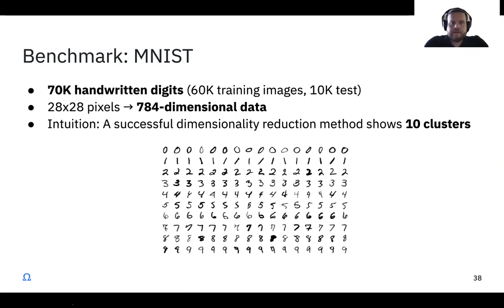And the intuition here is, so we have 10 digits, right? The intuition is that if we do dimensionality reduction on this data, then we should pretty much have 10 clusters, right? We have 10 digits. Each of them should be very distinct from each other. That's what we discussed in the intro lecture, that our Hindu-Arabic numeral system is visually distinct when it comes to the digits. So we should have 10 clusters, right? So let's see how our dimensionality reduction methods fare.